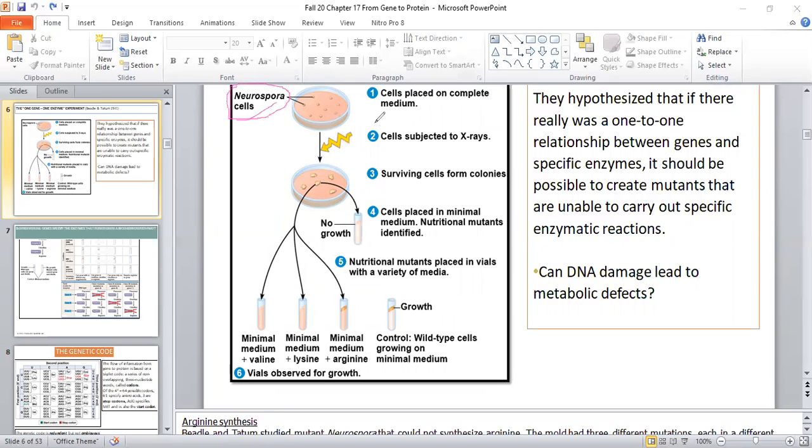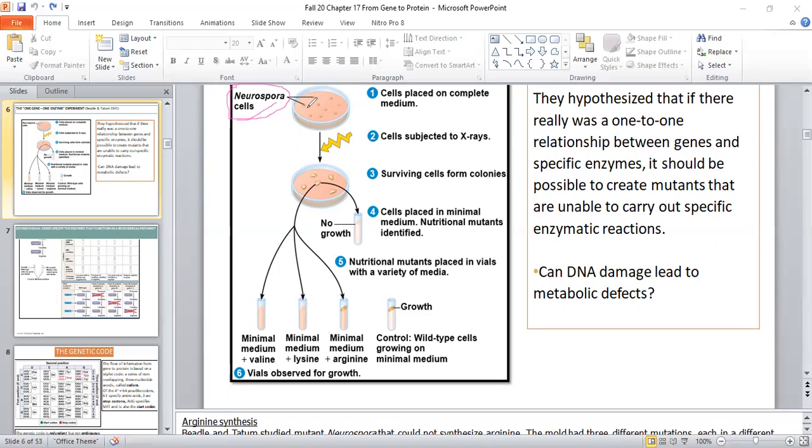First, they used the Neurospora cells and placed them in a complete medium. What does complete medium mean? A medium which contains all the necessary nutrients for growth, such as nitrogen, phosphorus, sulfur, amino acids, whatever is required. So all the Neurospora cells were placed in that complete medium, and they grew healthy.